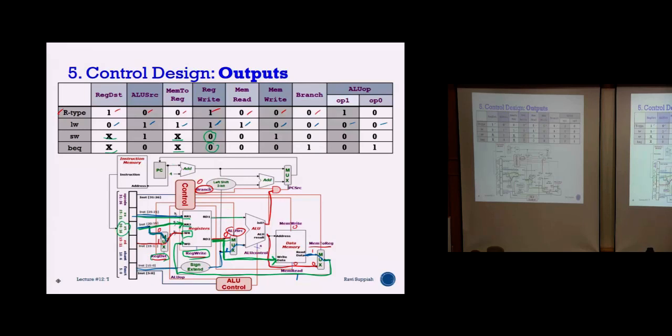And for BEQ, the branch is set to 1. But I still need to wait for the result of my ALU. So the branch being set to 1 doesn't mean the branch is going to be taken, correct? For me to take the branch, two conditions: one is branch set to 1, and the comparison must say it is equal. Then I say that the branch is supposed to be taken. So that is the importance.